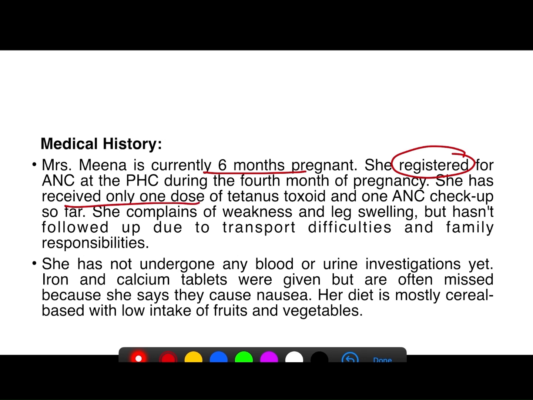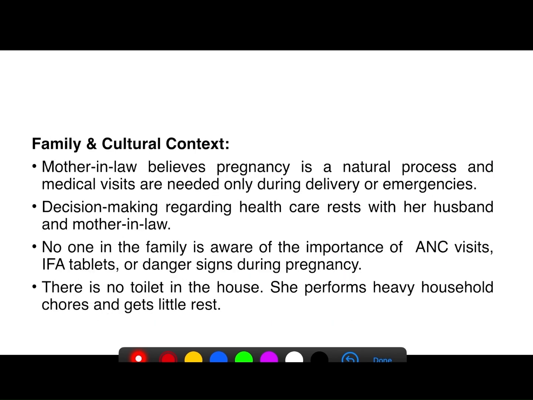She has received only one dose of TT and only one antenatal checkup so far. And she has not undergone any blood or urine investigation. That is an important finding. IFA tablets have been given, but she often misses them. This is also important, that compliance is poor, and her diet is mostly cereal based with low intake of fruits and vegetables. Her family and cultural background include that visits are needed only during deliveries, and the decision making is mostly with the other members of the family, and no one is aware of the importance of ANC visits.